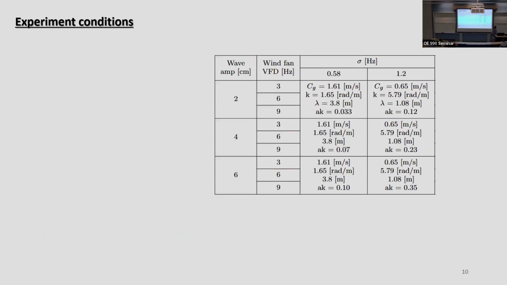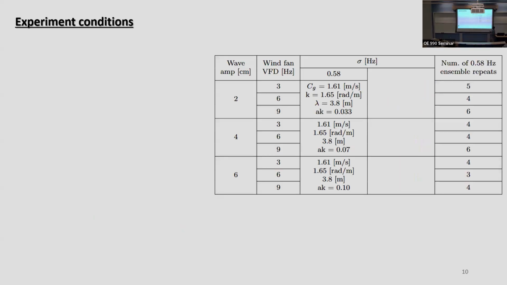So before we move further, let's look at the conditions that we studied as part of the Miami SUSTAIN lab experiment. We had all these wave conditions, summarized here, and for the purposes of keeping our discussion limited, we did not consider any 1.2 hertz wave. We only considered the 0.58 hertz wave, and we had different numbers of ensemble repeats, which were successfully processed.